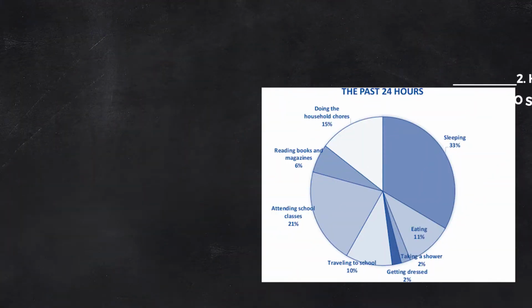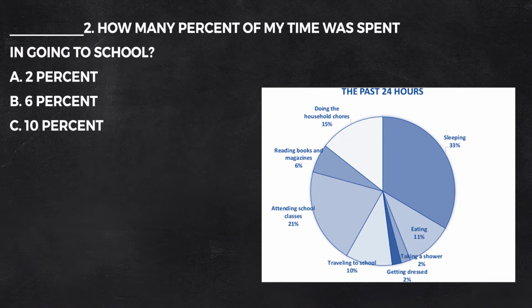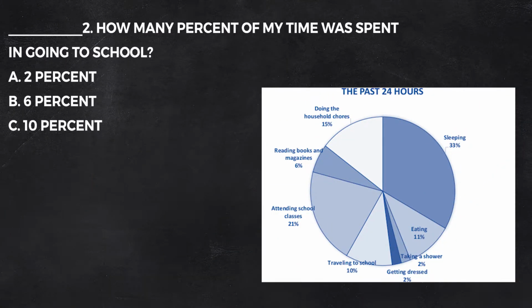Now, let's move on to question number 2. How many percent of time was spent going to school? Letter A, 2%. Letter B, 6%. Letter C, 10%. You got it right. The correct letter is C, 10%.